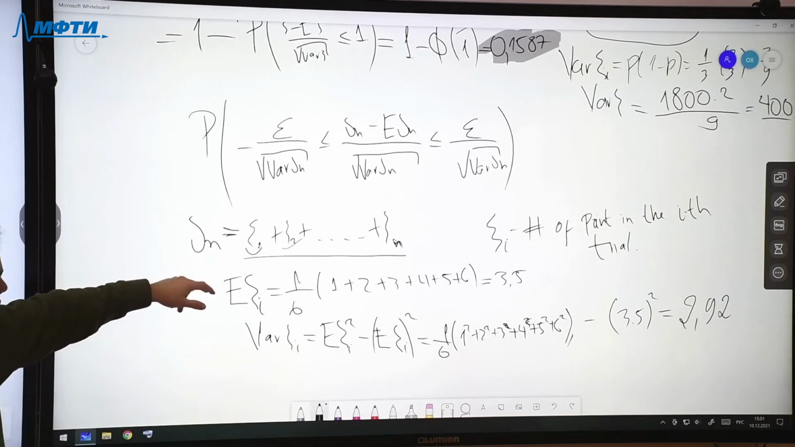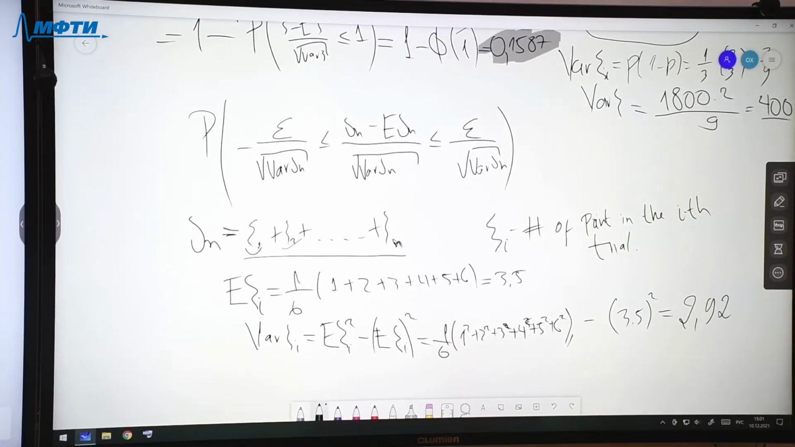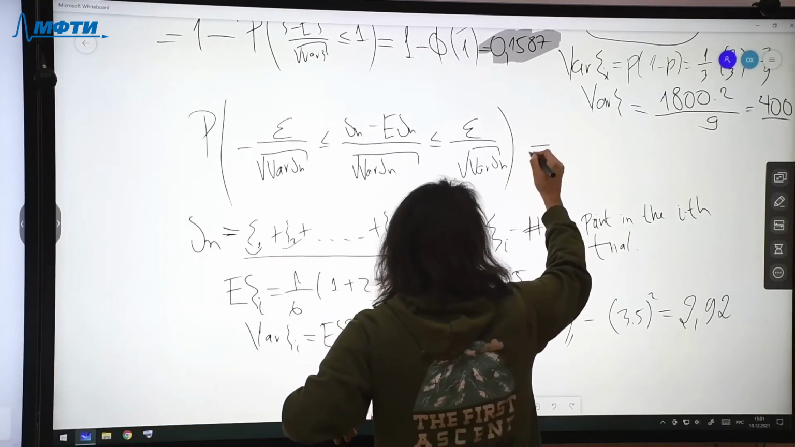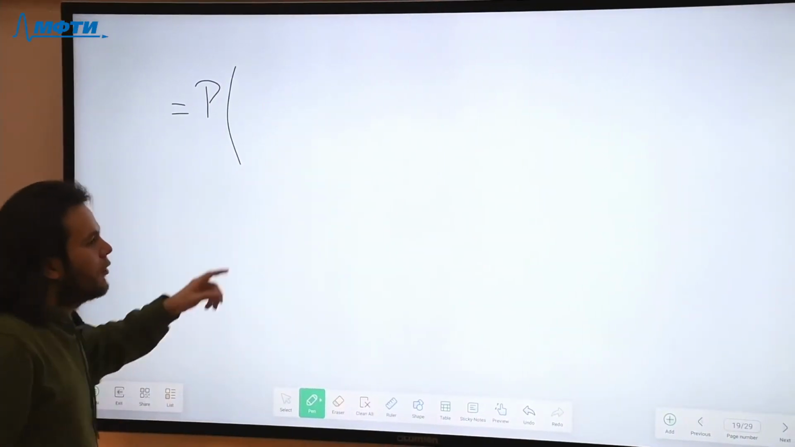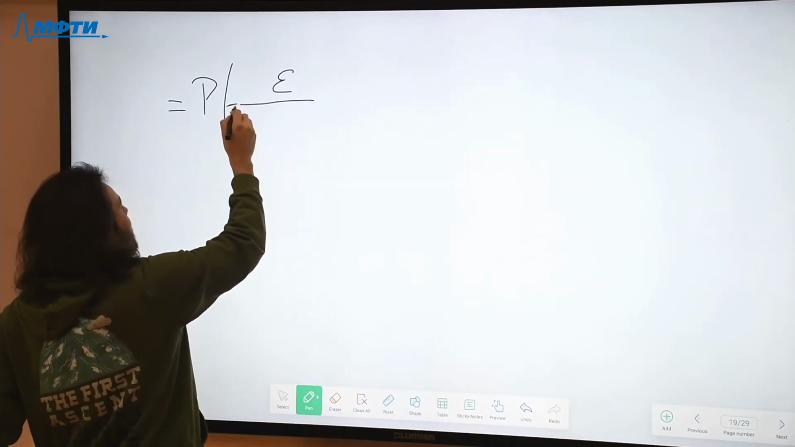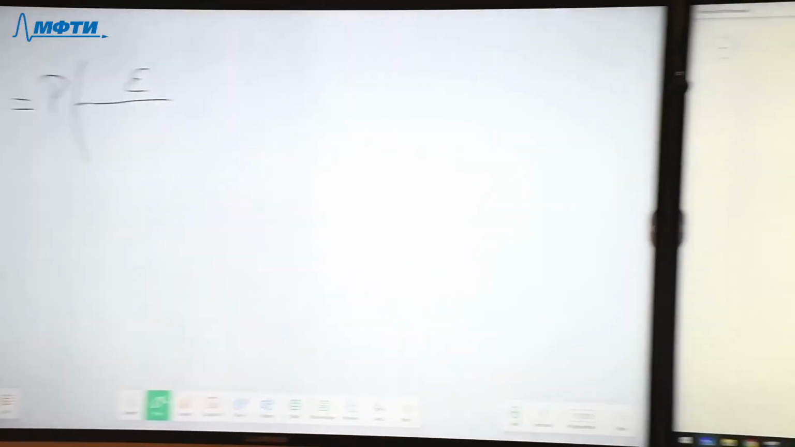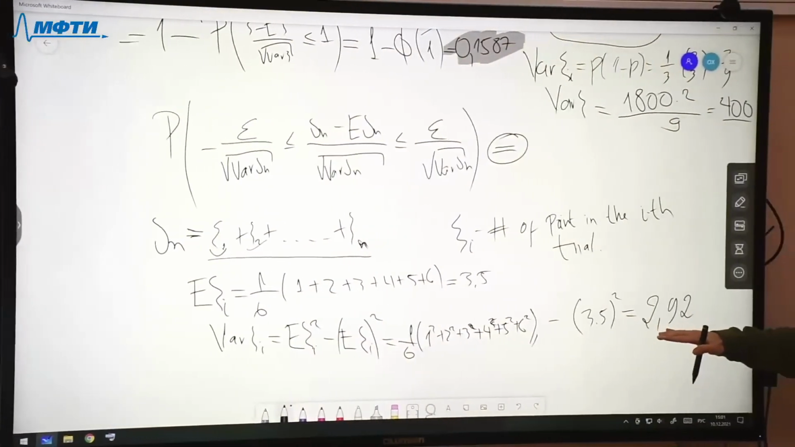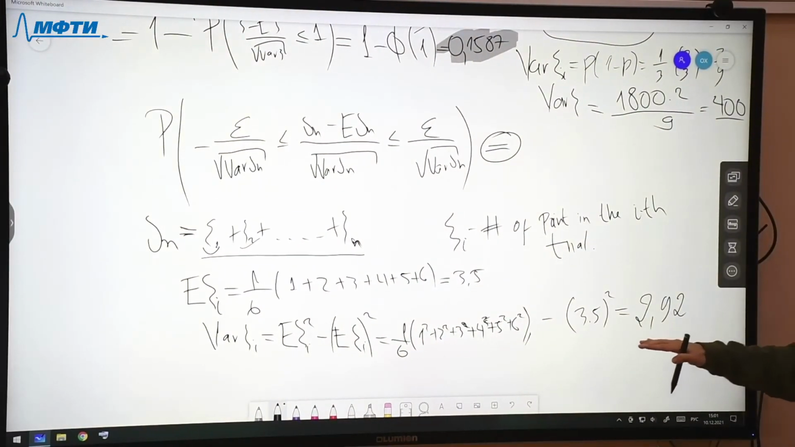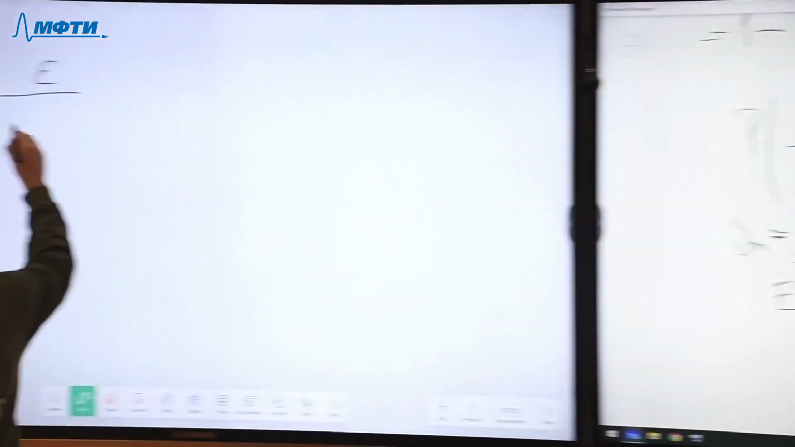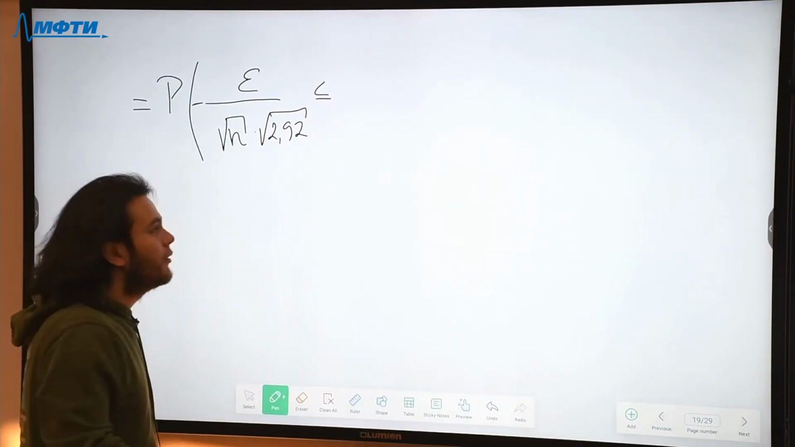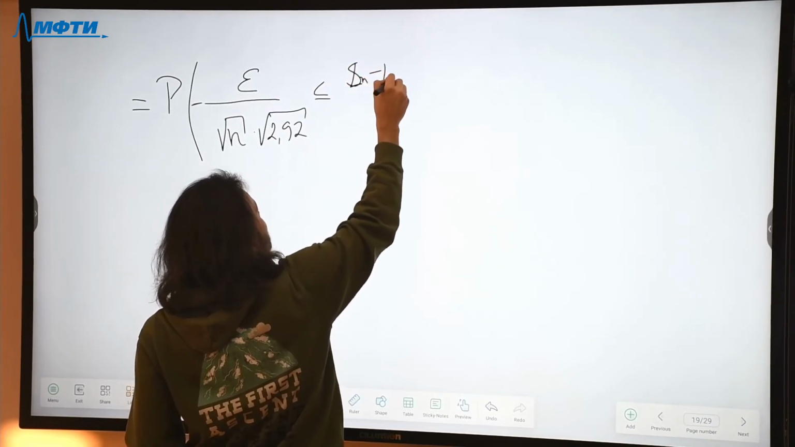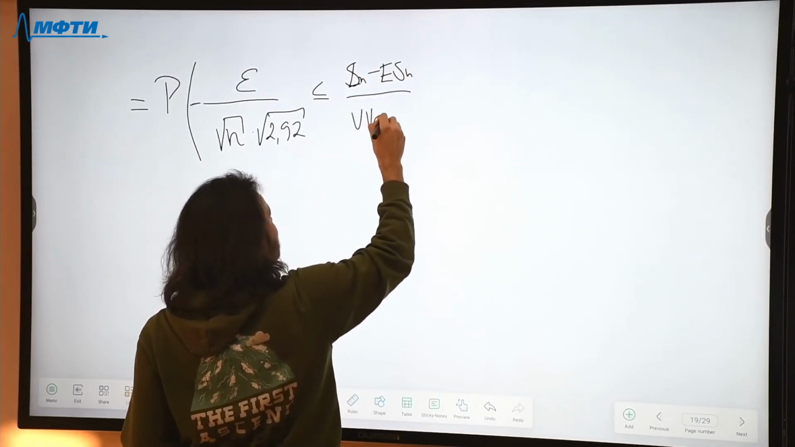Now what is going to be the expected value of Sn? So let's continue. We have the probability of the expected value minus the square root of the variance. So what is the variance? It is this times n, right? So we multiply this by n. So it's the square root of n times the square root of 2.92. We have Sn minus the expected value of Sn over the square root of the variance of Sn.